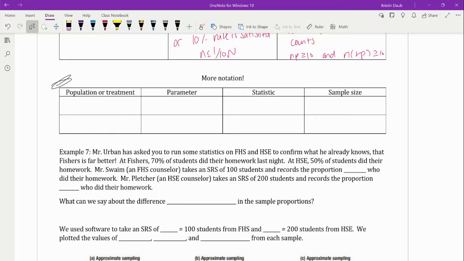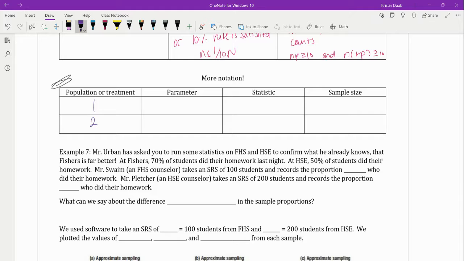Or it's possible that we're running an experiment. We have some people that are taking the control and some people that are taking the actual thing that we're looking for, whether that be a drug trial or whatever it is. So maybe we want to make a comparison between how people in the control respond versus how people who are receiving the actual treatment respond. I'm just going to call them 1 and 2 for now, so we can differentiate the first population from the second population. They'll each have their own parameter.